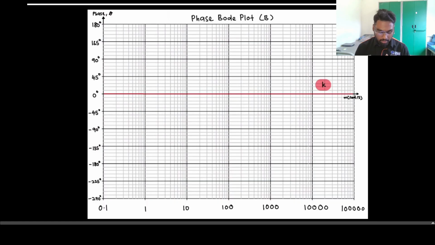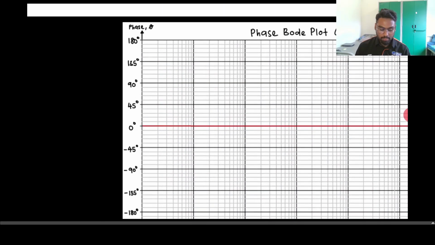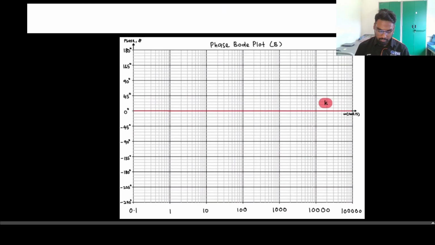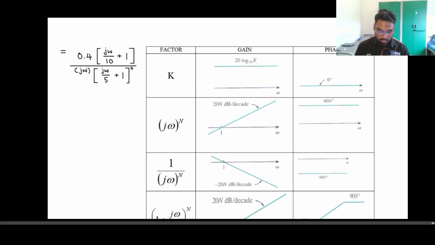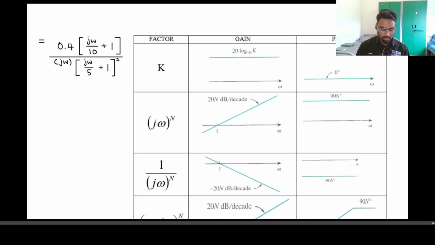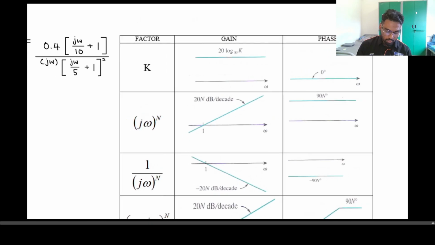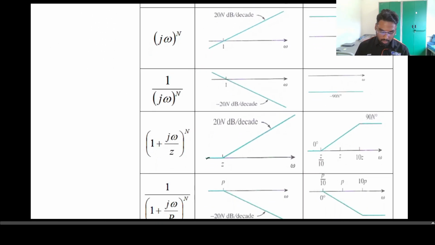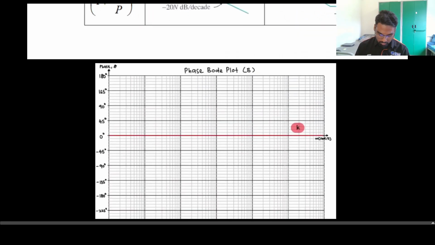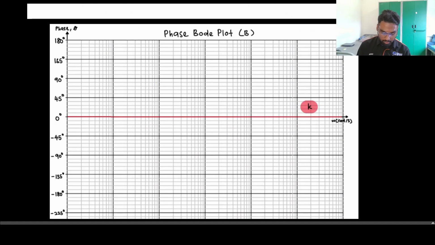Alright, as you can see now, this is the phase Bode plot. So the decibel has been replaced by phase. Referring back to the transfer function again, now we are going to use the phase column to plot the phase Bode plot. So we have to start by drawing a straight line across 0 for the K.